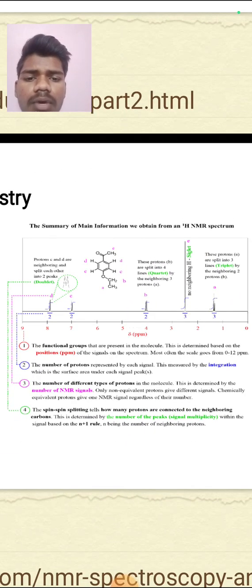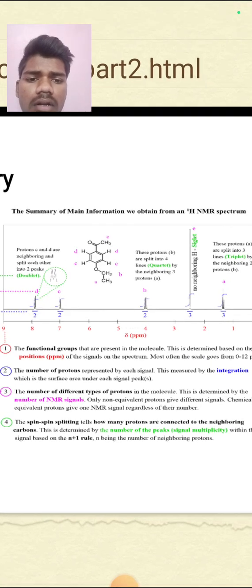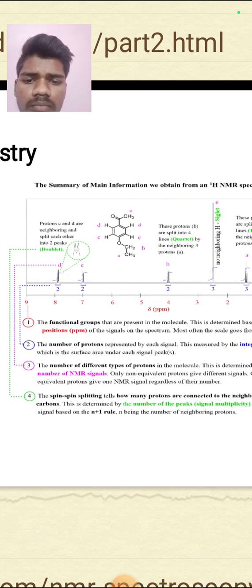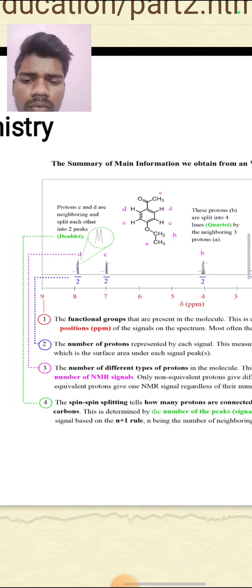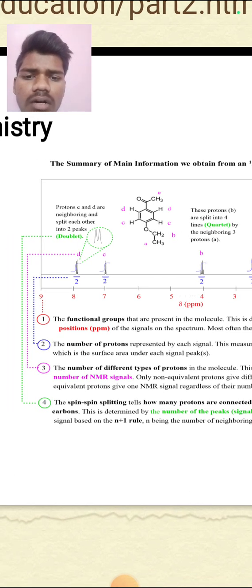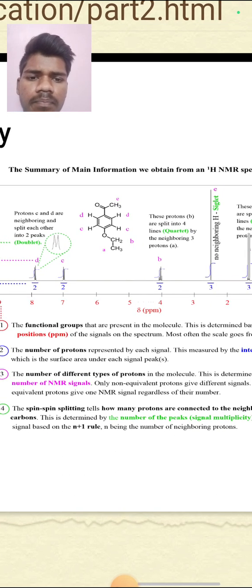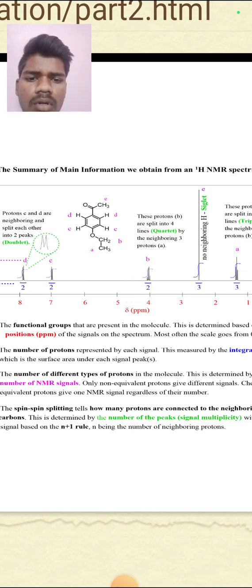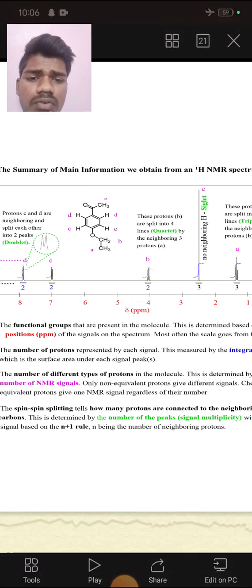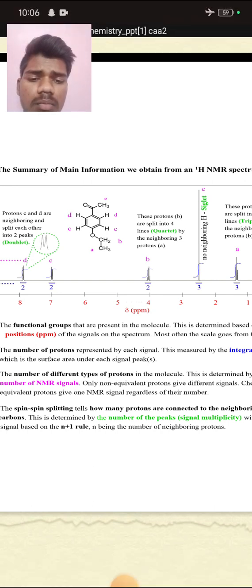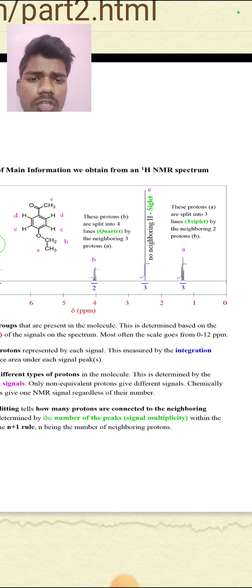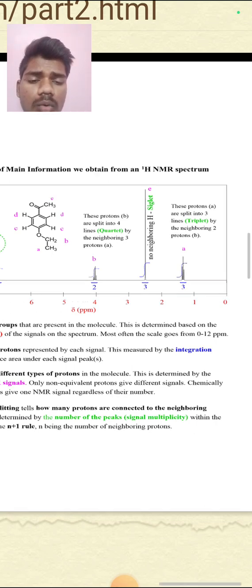The summary of main information we obtain from an HNMR spectrum. Double, fourth double. Protons C and D are neighboring and split each other into two peaks. These protons B are split into four lines by the neighboring three protons A. These protons A are split into three lines, a triplet, by the neighboring two protons B.